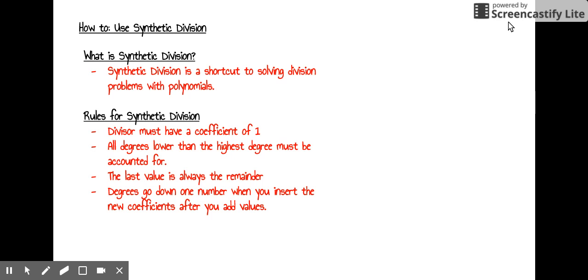The last value is always the remainder. Whenever you're doing synthetic division, the last answer you get will always be the remainder. Again, you'll see it when we're actually doing it. And the degrees go down one number when you insert the new coefficients after you add the values. Once you do synthetic division, you're going to get a bunch of different values, and the first value you get is going to be the coefficient for the term one degree less than the highest degree. Again, all of these you'll see as we're practicing.